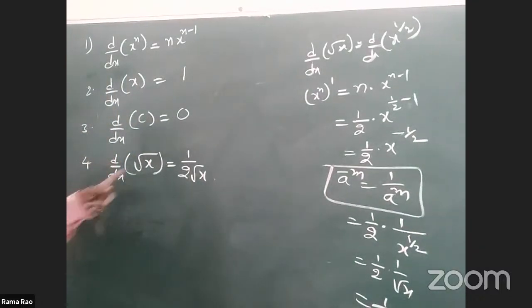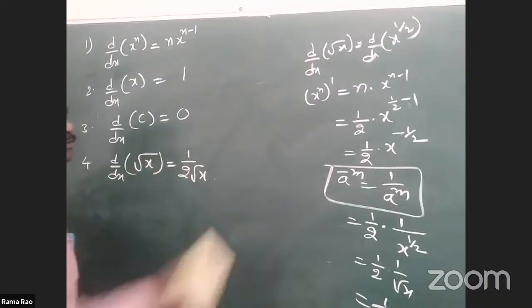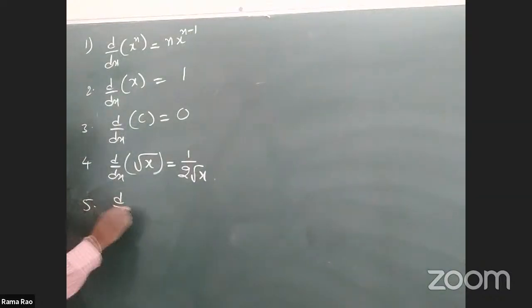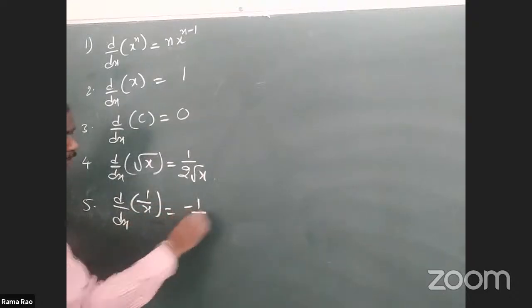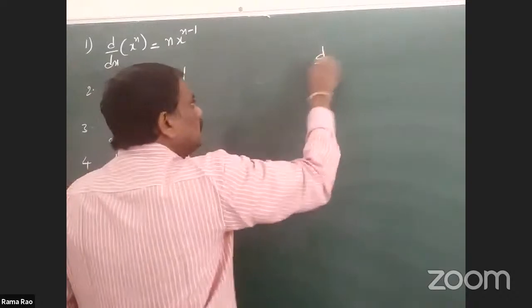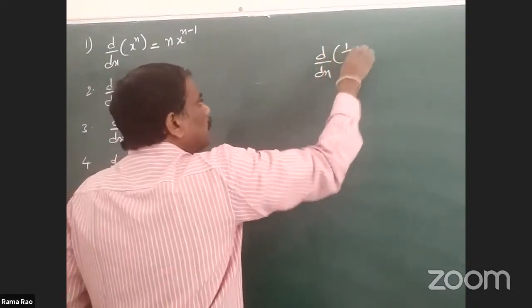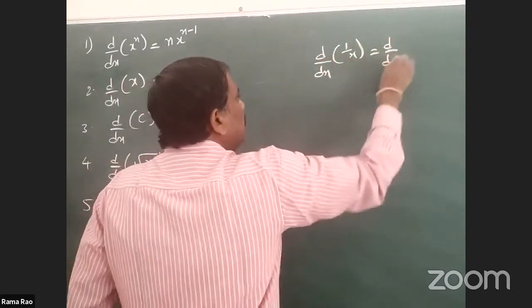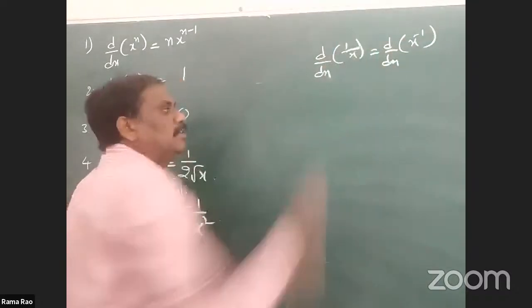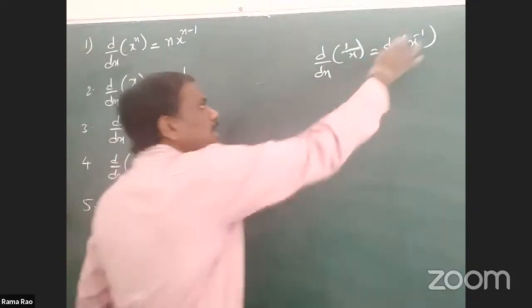d by dx of root x is equal to 1 by 2 root x. d by dx of 1 by x is minus 1 by x square. We can also solve it like this: d by dx of 1 by x means d by dx of x to the power of minus 1. The exponent is 1, the 1 goes to the numerator and it becomes minus 1.